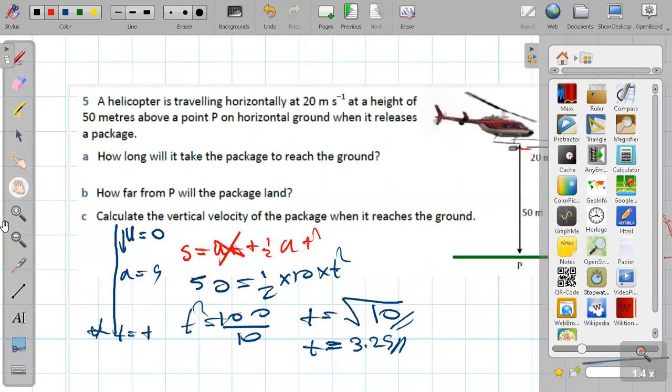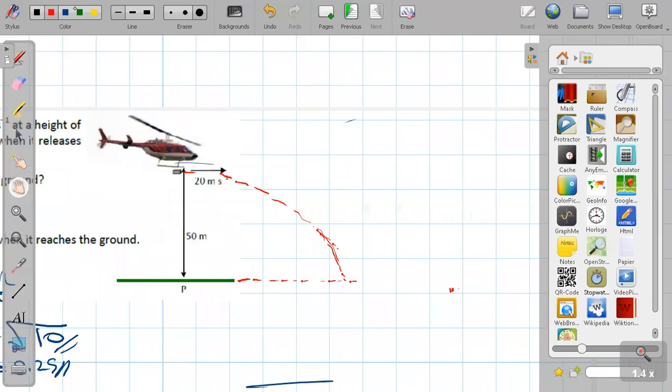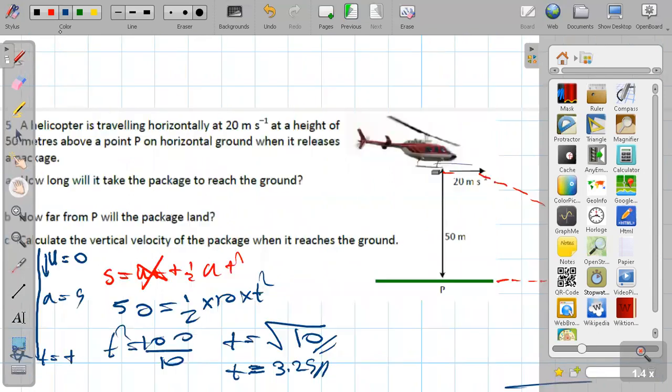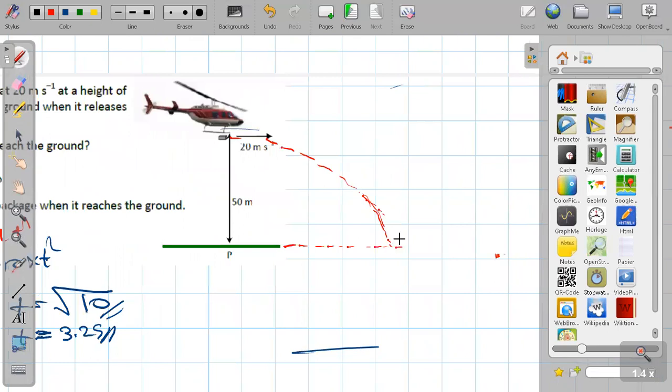From the package lands. So it's like 20 meters per second, the speed. And we know the time, like 3.2. Okay. So this distance.